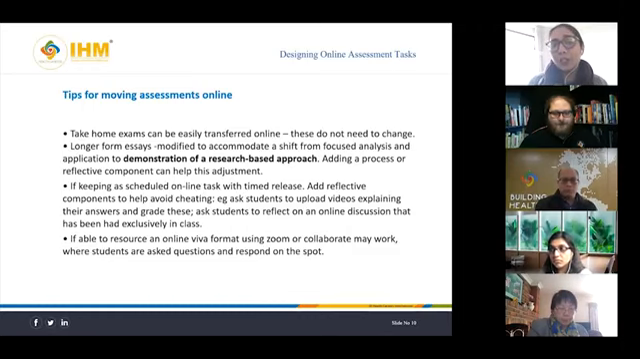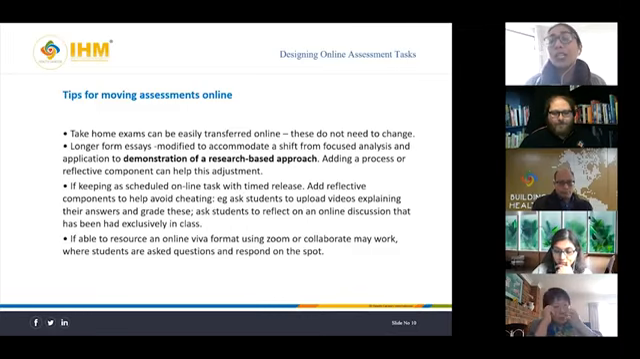If keeping a scheduled online task with timed release, we again can add reflective components to help avoid cheating. For example, students upload videos explaining their answers and we grade these. So we grade those videos. How did you come to this conclusion? So they do a recording. Ask students to reflect on an online discussion that has been covered exclusively in the class. So that's where the students who attended the class would be the ones who would be able to write that reflection as well.